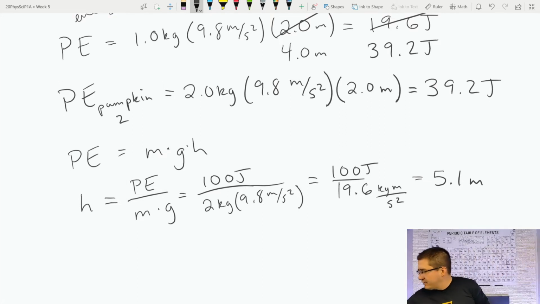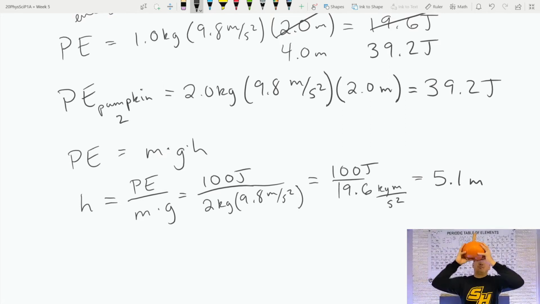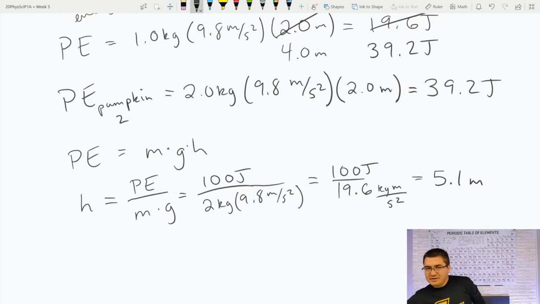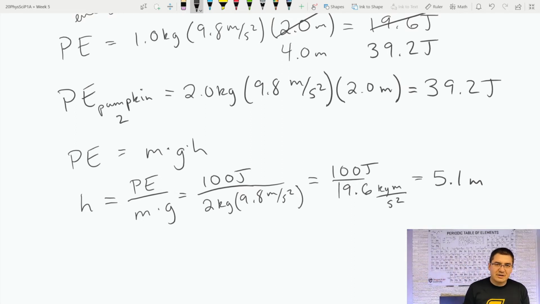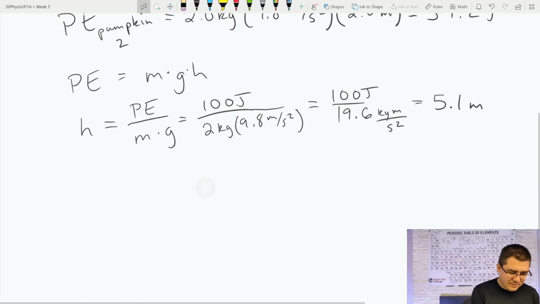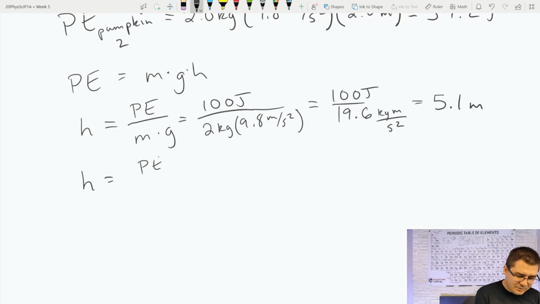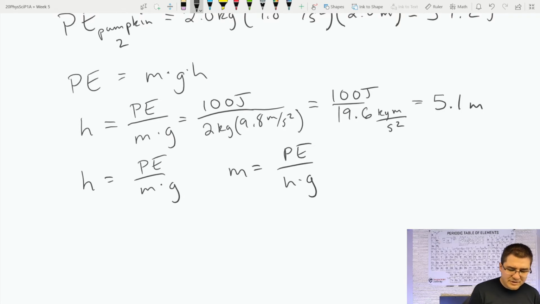So I would have to lift this pumpkin up 5.1 meters, which is probably getting close to 20 feet. It's somewhere between 15 and 20 feet. I'd have to lift it up 5.1 meters to get 100 joules of energy. So I can solve that potential energy equation for height or for mass by a little rearrangement. Height equals PE over M times G, or mass equals PE over H times G.